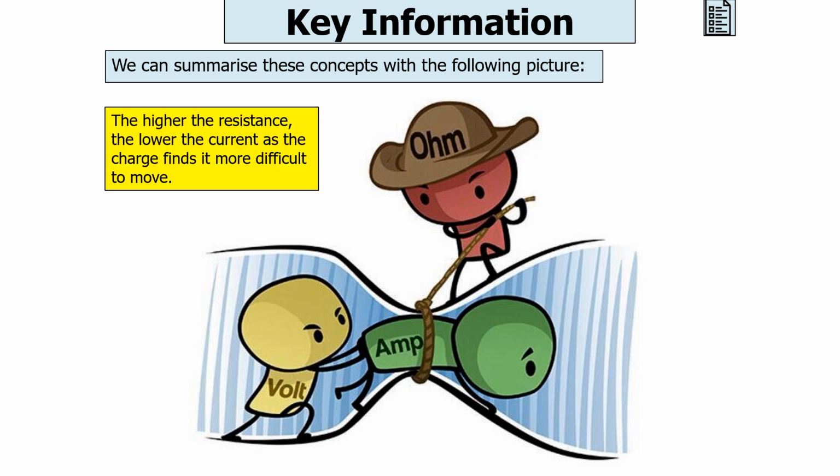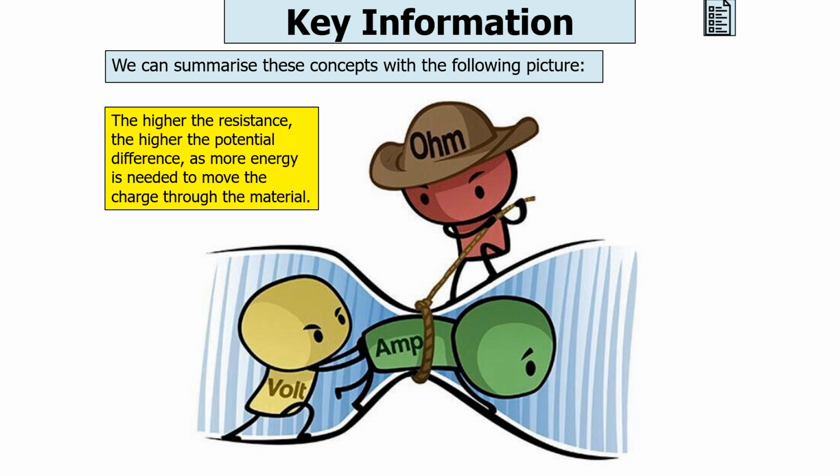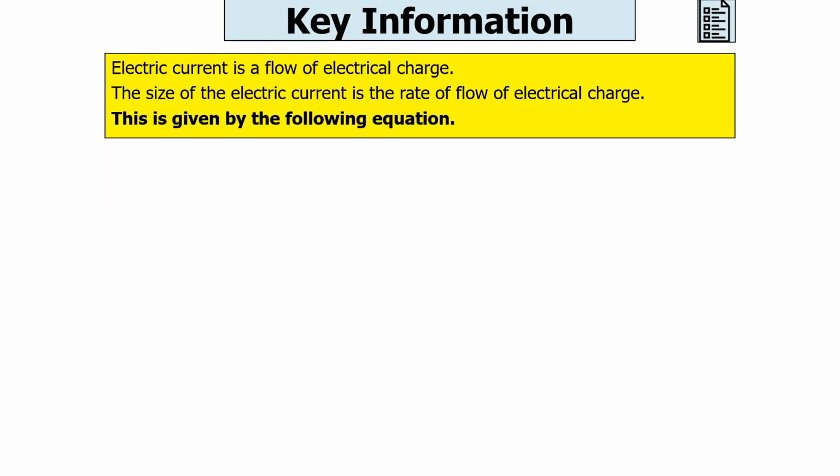So the higher the resistance, the lower the current, as the charge finds it more difficult to move. The higher the resistance, the higher the potential difference, as more energy is needed to move the charge through the material.